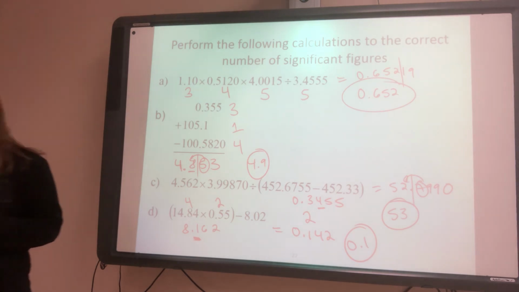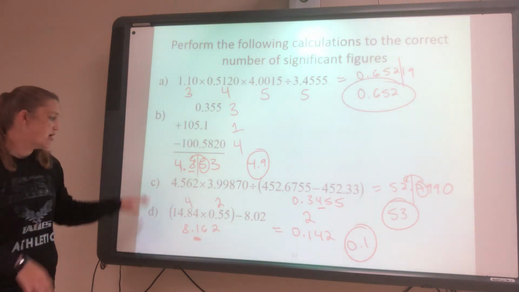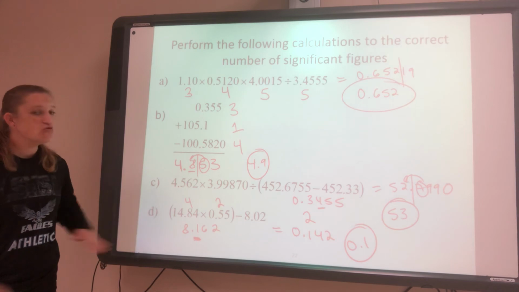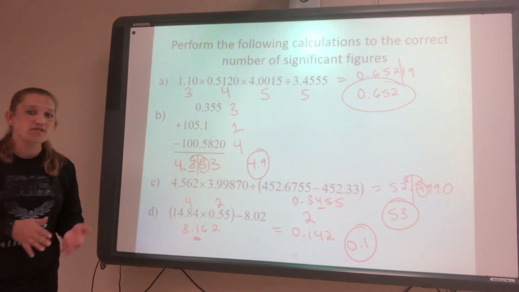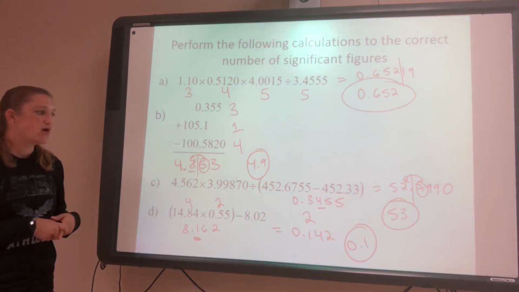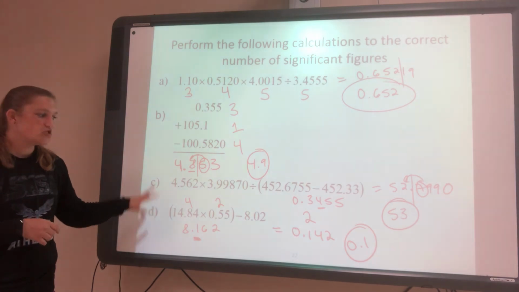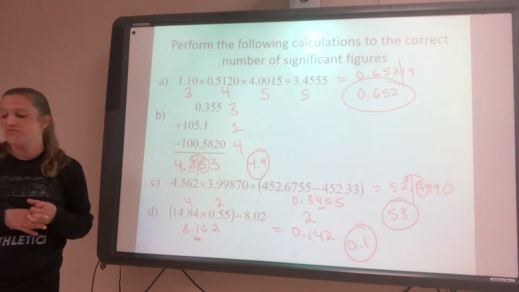All right, so that is it for sig figs. So if you were able to do C and D, you were good to go. You've got the rules down pat, and you can apply them when we're trying to do our calculations in chemistry and figure out what our final answer should be rounded to.